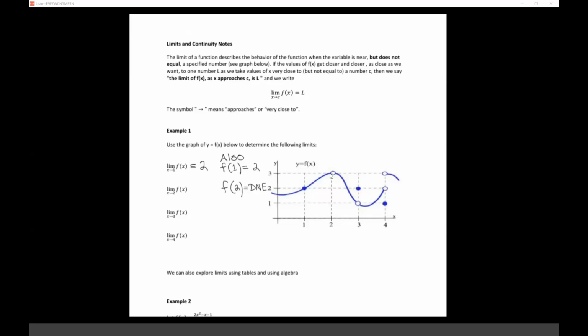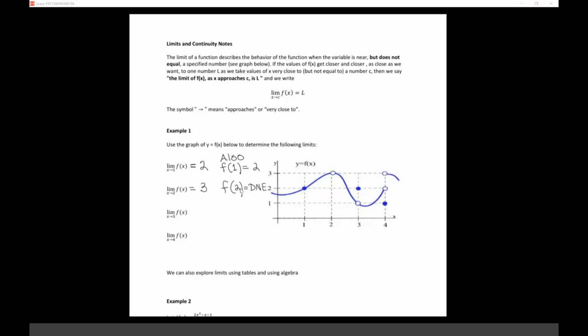Everybody see that? Now, that doesn't mean the limit doesn't exist, because if I keep traveling on this graph towards x equals 2, what y value am I getting close to? 3. Same thing if I approach x equals 2 from the left-hand side. I'm getting close to y equals 3. So the limit as x approaches 2 is 3, but the function value at 2 does not exist.